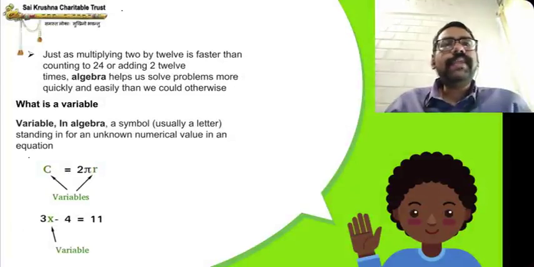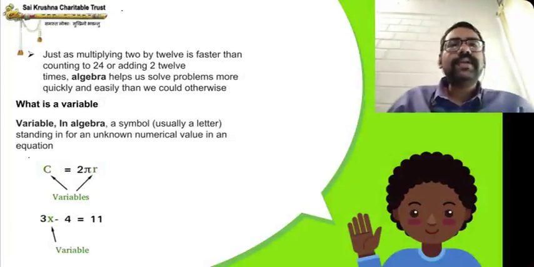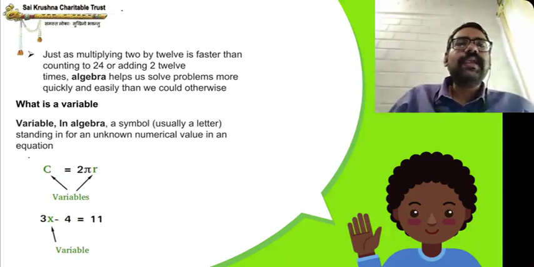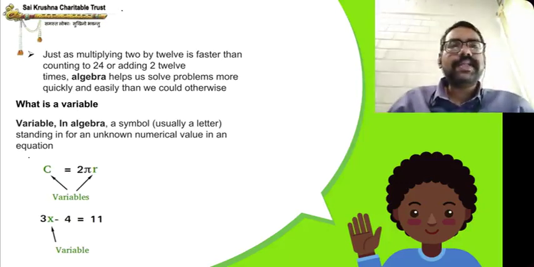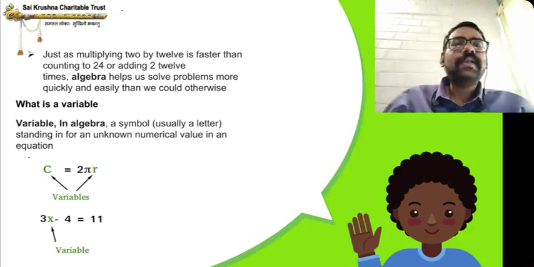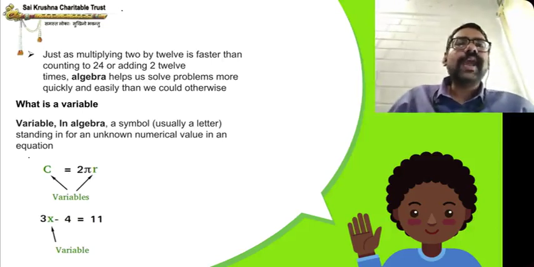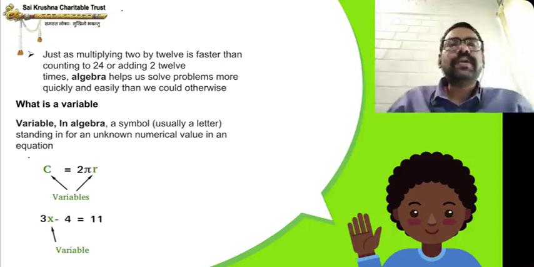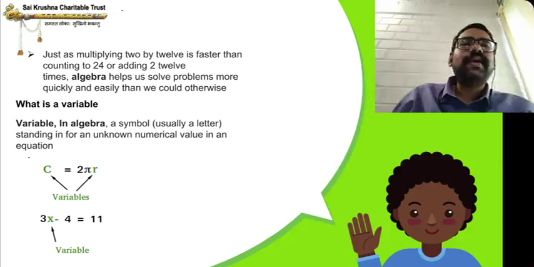Just as multiplying 2 by 12 is faster than counting to 24 or adding 12 times, algebra helps us to solve problems more quickly and easily than we could otherwise. How this is all done, I will discuss.